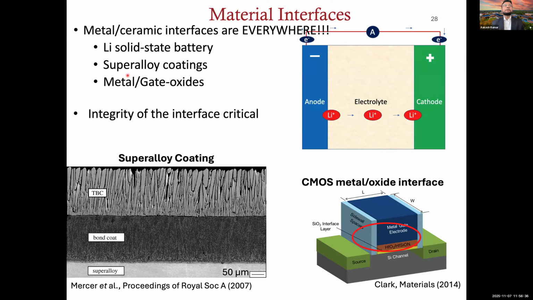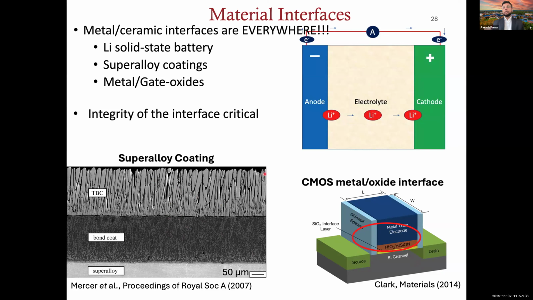And so one of the first works I did in this area concerned metal ceramic interfaces. So metal ceramic interfaces are basically ubiquitous. You will see them in everything. If you have a perfect lithium all solid state battery, then you have this lithium anode in contact with a ceramic electrolyte, right? You have a superalloy coating. They also have these metal ceramic interfaces. And of course, in microelectronics, we have these MOSFET devices where you have the metal gate and silica or hafnia sort of interface.